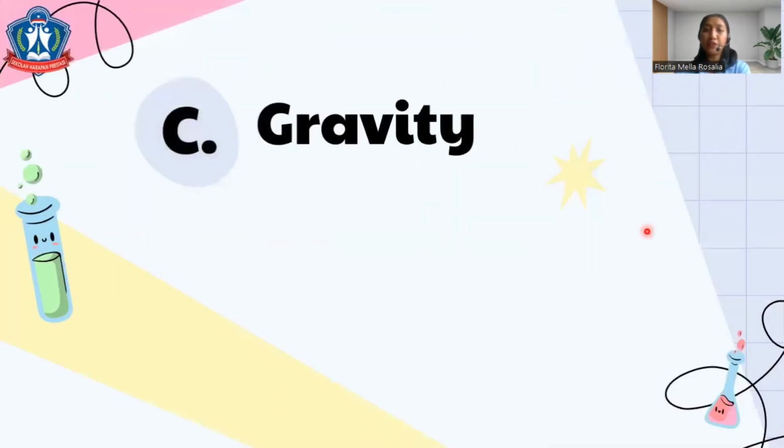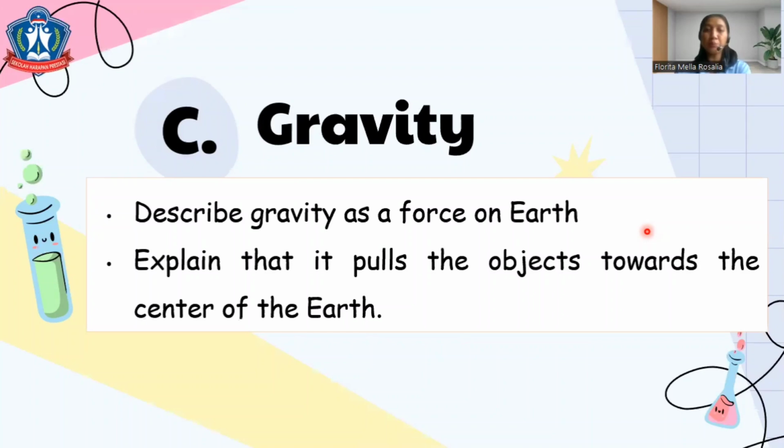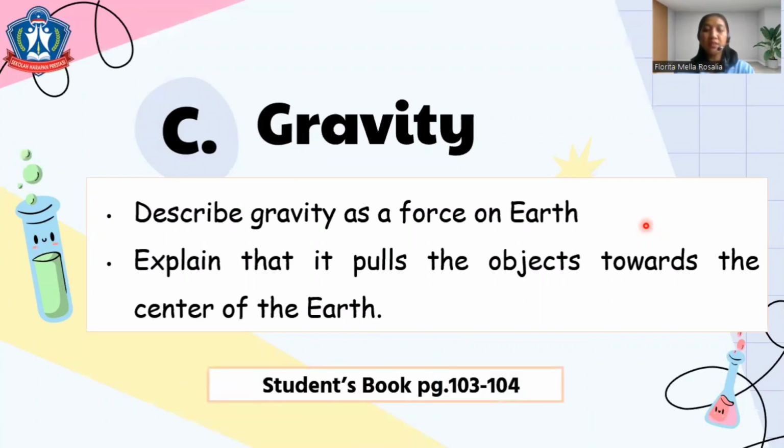Now let's continue with gravity. Here you are going to describe gravity as a force on Earth and explain that it pulls objects towards the center of the Earth. You can see your student's book page 103 until 104.